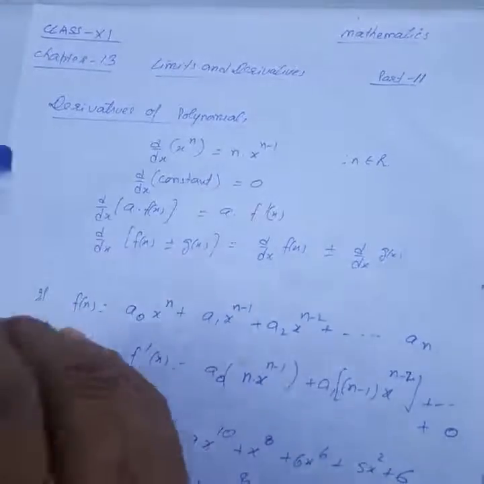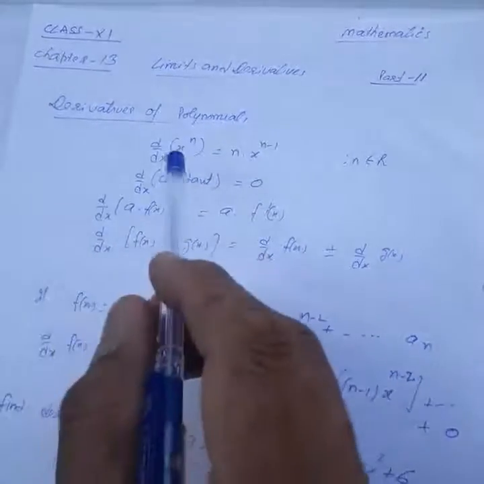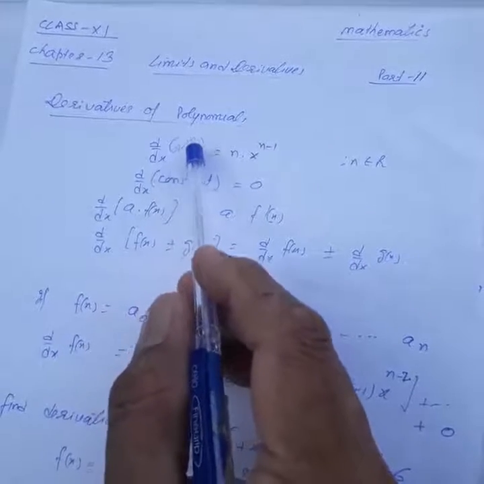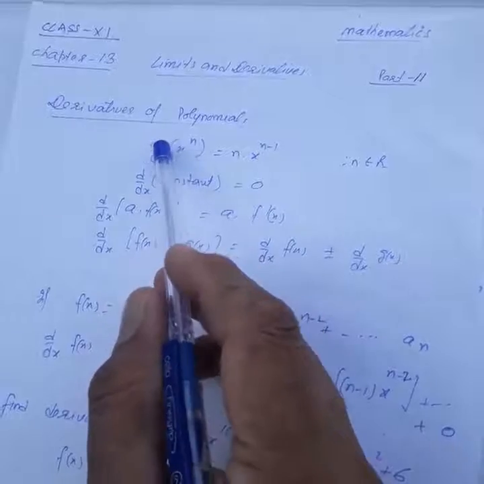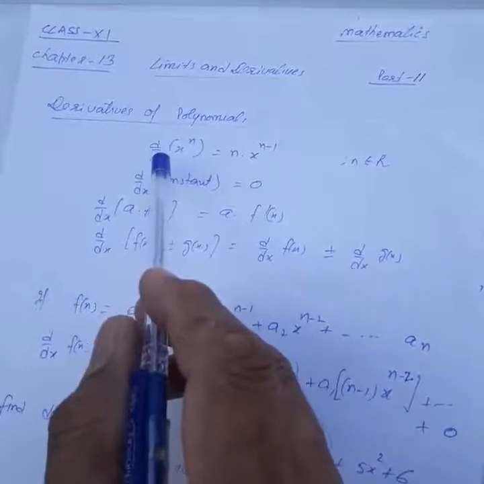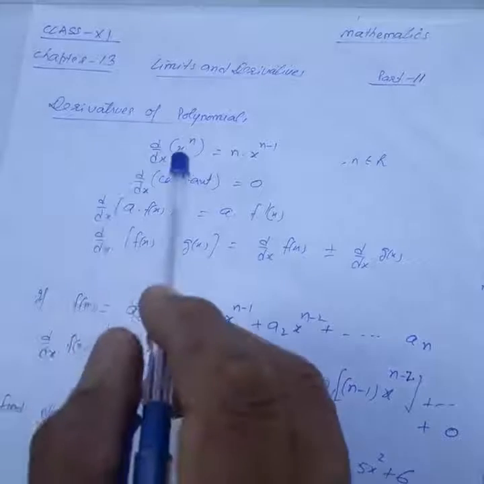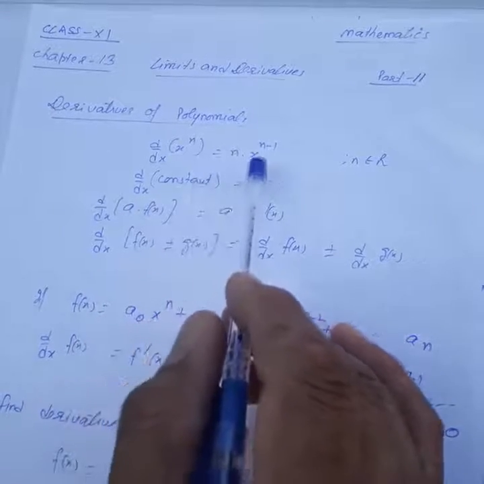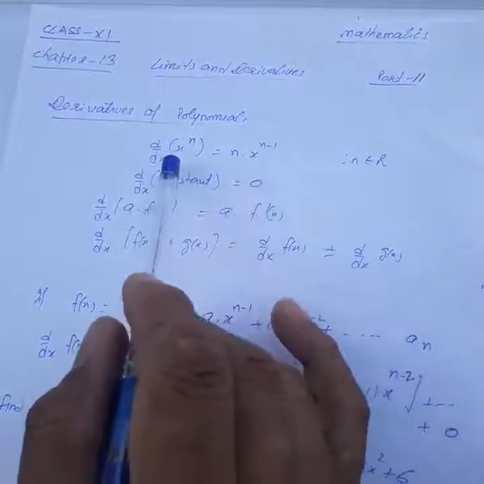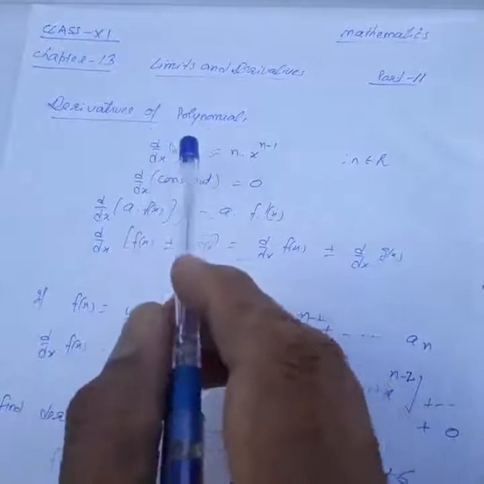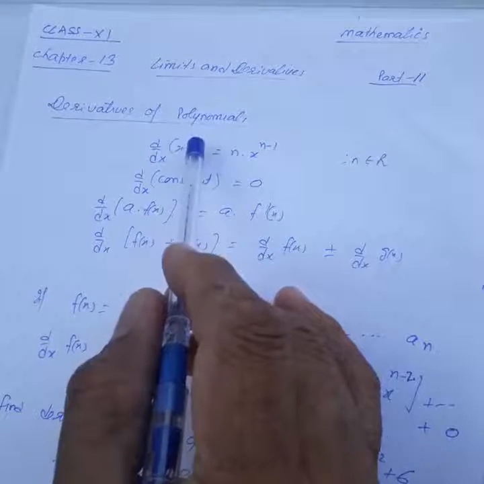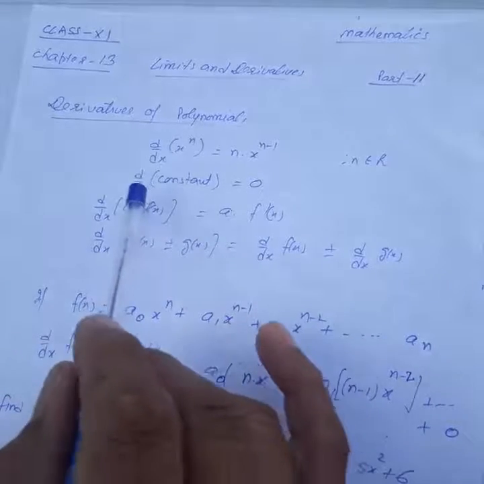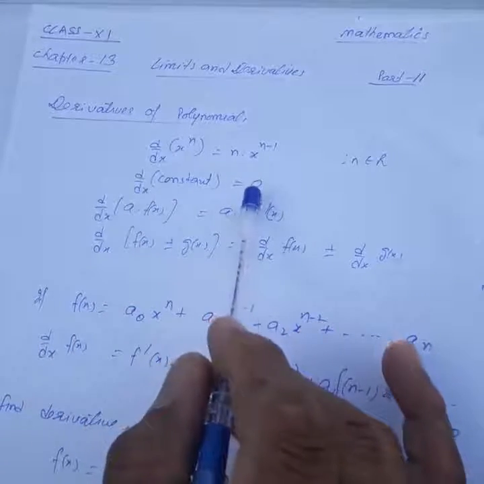Now, derivatives of polynomials. So we have a formula: the derivative of x raised to the power n with respect to x. In symbols it is written as d/dx of x^n, and the derivative of x raised to the power n with respect to x is n into x raised to the power n minus 1. Here x^n is a variable raised to the power constant. Only in that case this formula will be applied. The derivative of a constant is always 0.